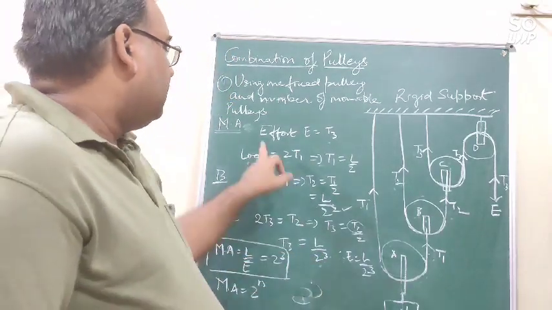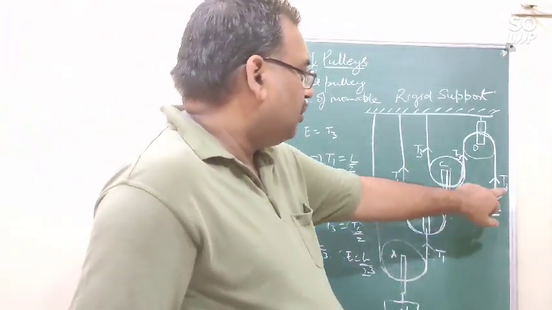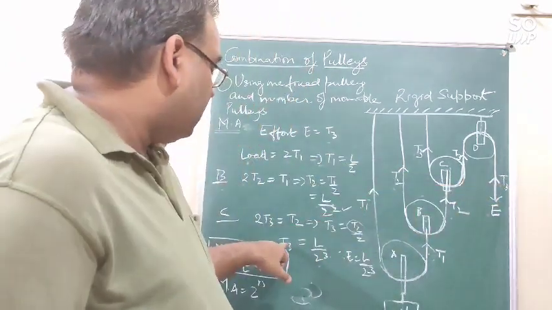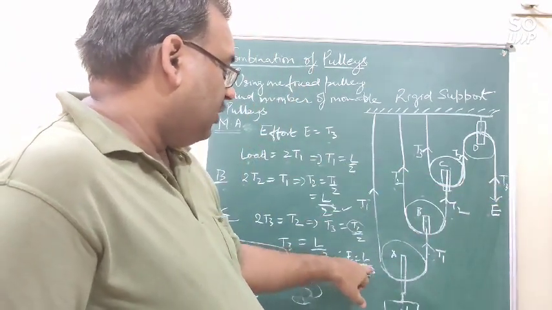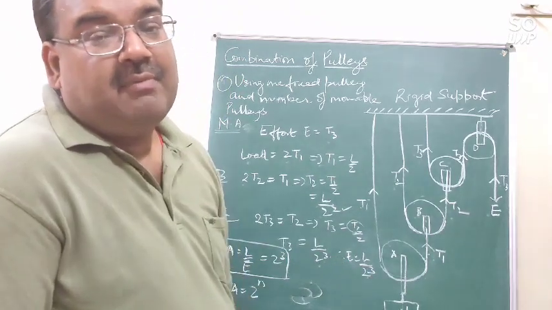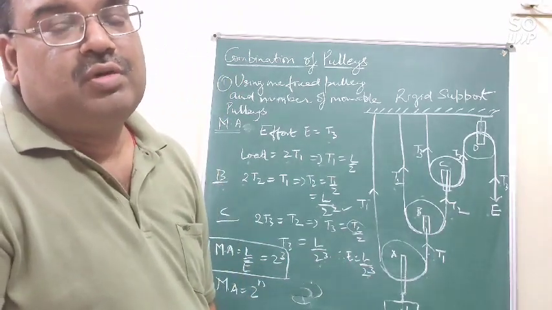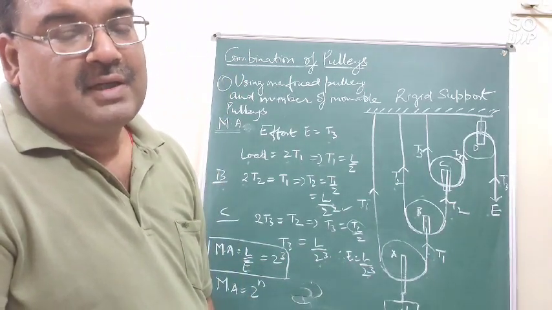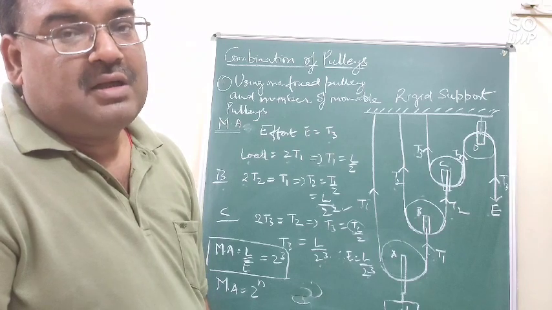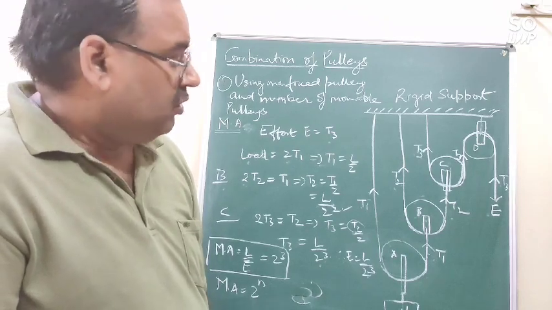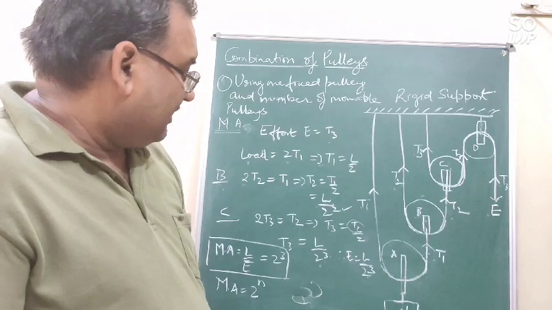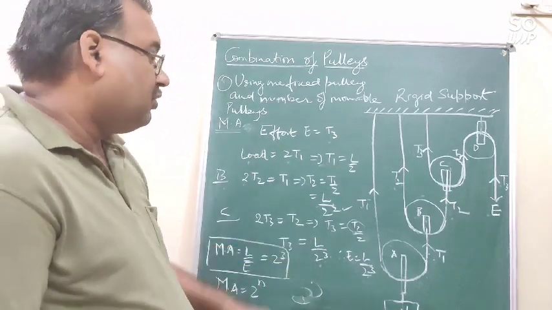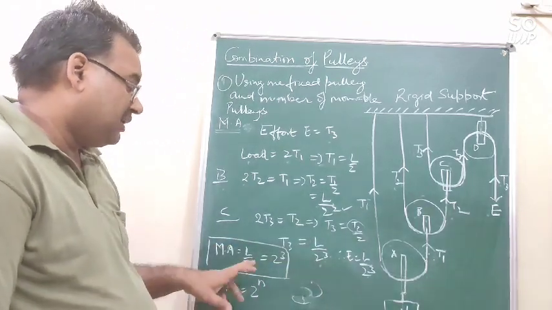Now we know that E is equal to T3. So instead of T3 we write E. E is equal to L upon 2 raised to power 3. Mechanical advantage is equal to load upon effort. So mechanical advantage is equal to 2 raised to power 3. Now if we look at the result, the mechanical advantage of this combination of pulleys is 2 raised to power 3.